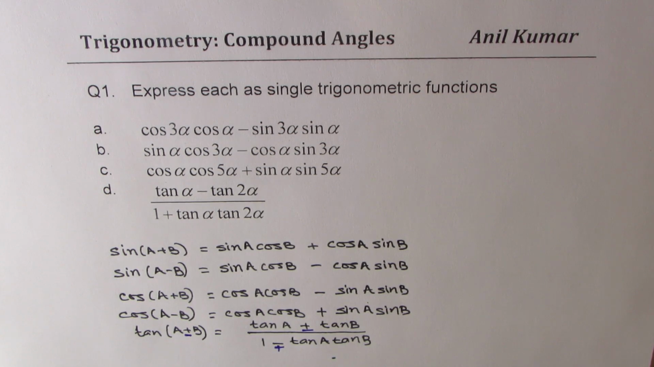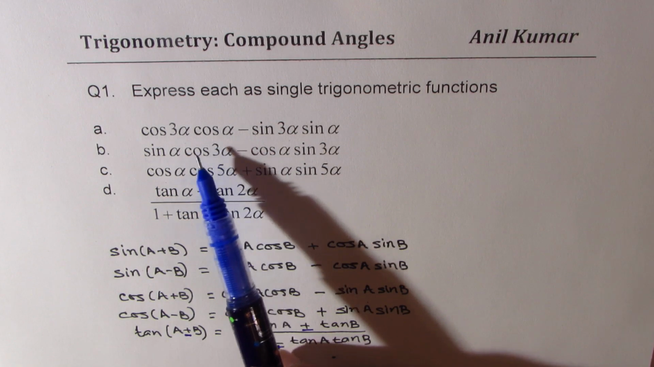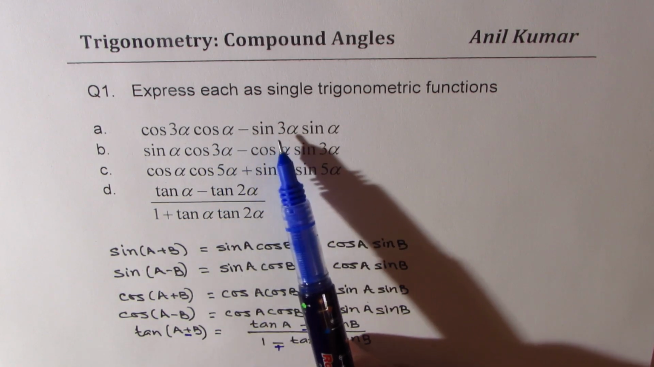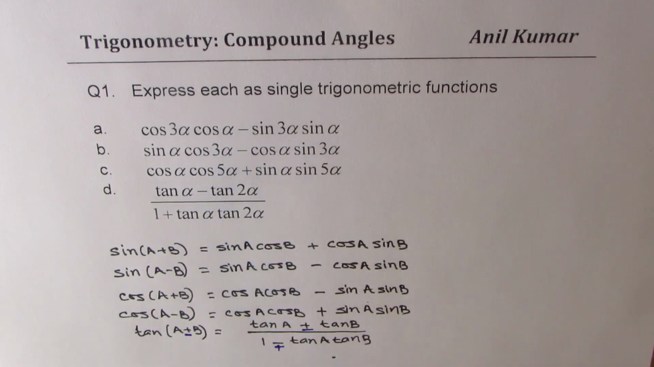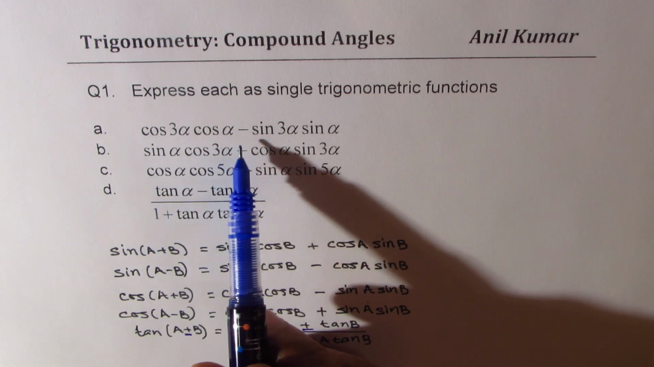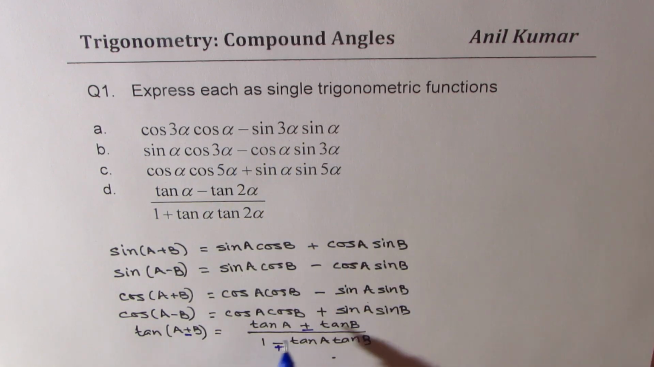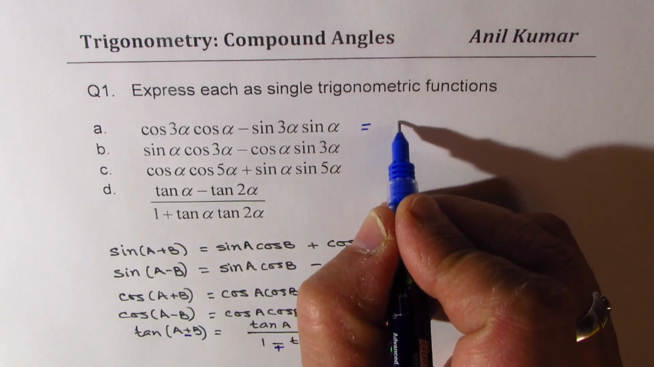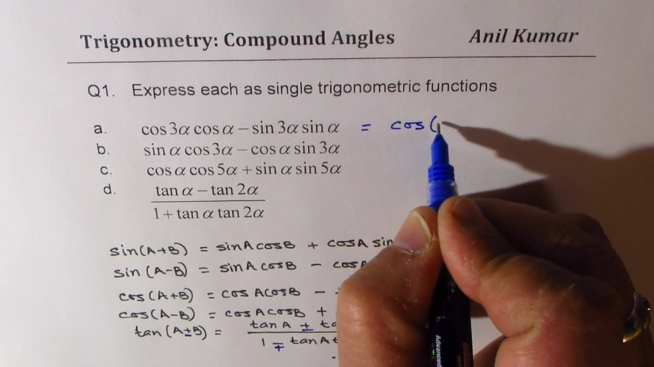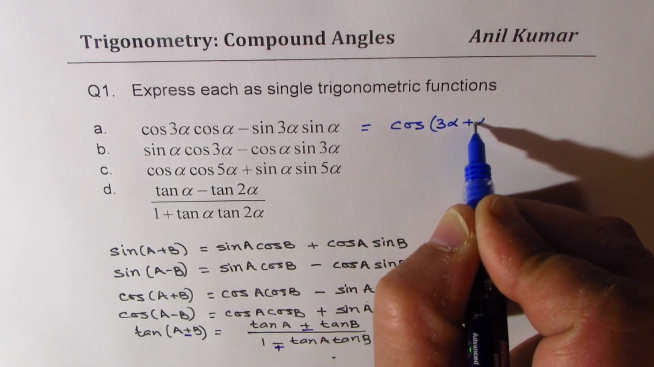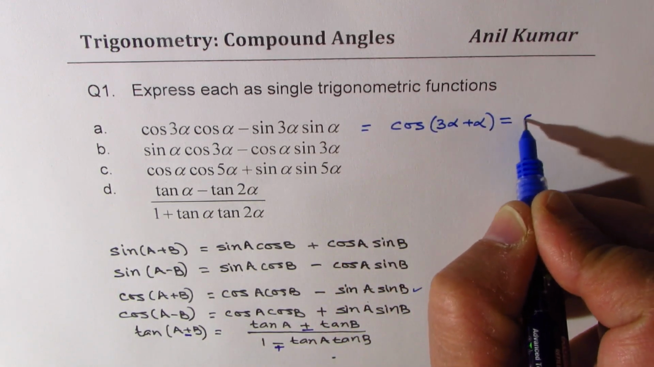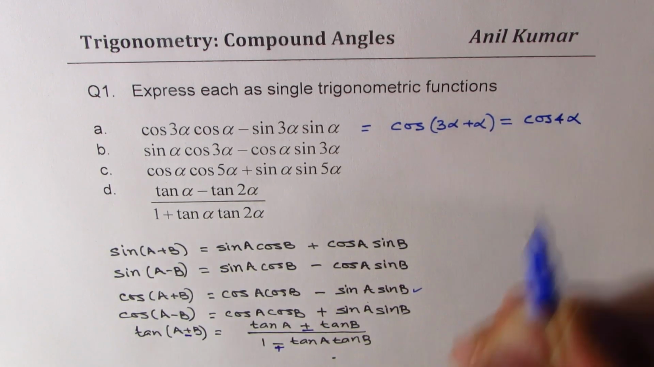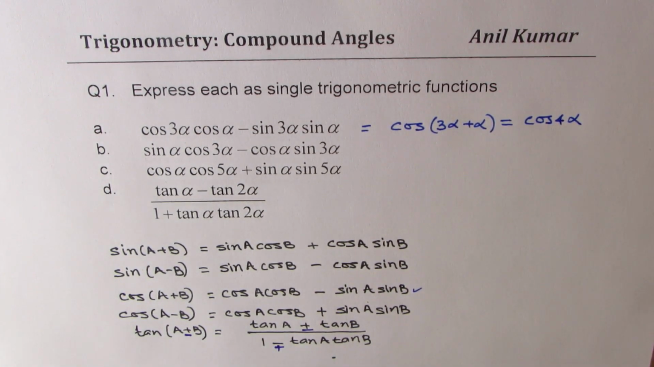The very first one is cos 3 alpha cos alpha, you can say, minus sine 3 alpha sine alpha. So this is cos A cos B minus sine A sine B. So that means we are looking into this particular formula. So the result should be sum of these 2 angles and cosine of that. So we get cos of 3 alpha plus alpha, which is equal to cos of 4 alpha. That is how you can easily solve it.